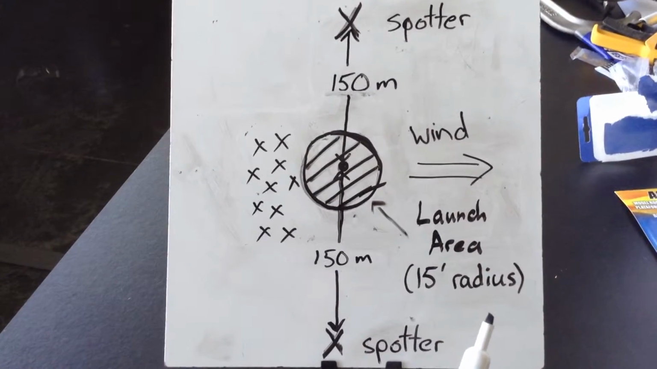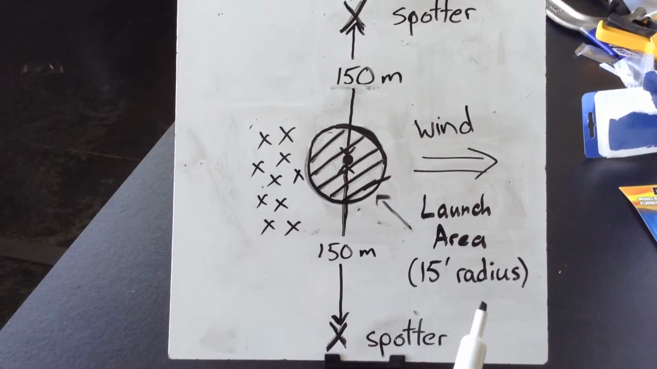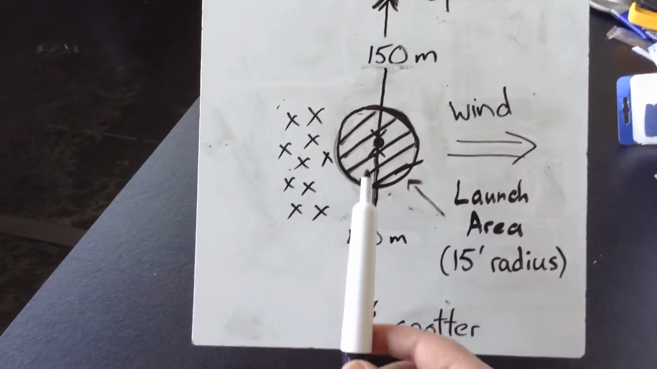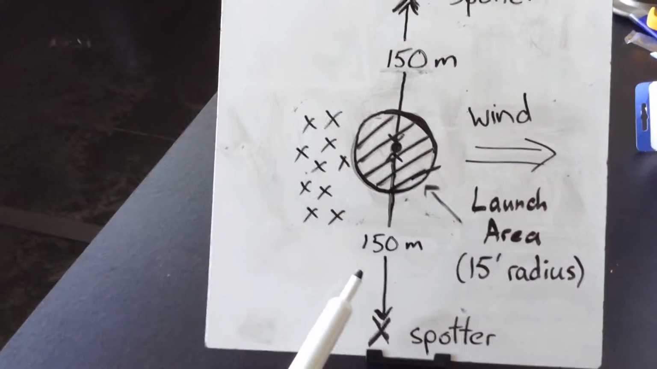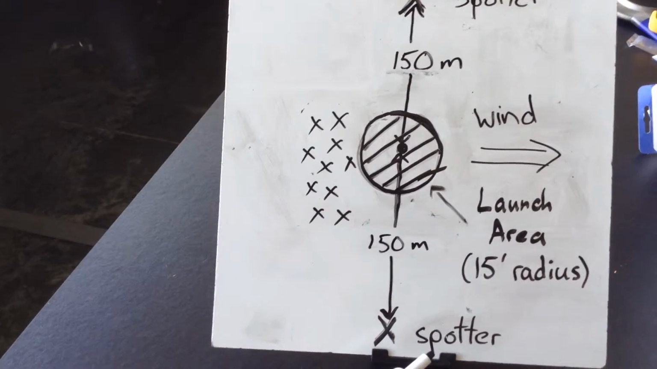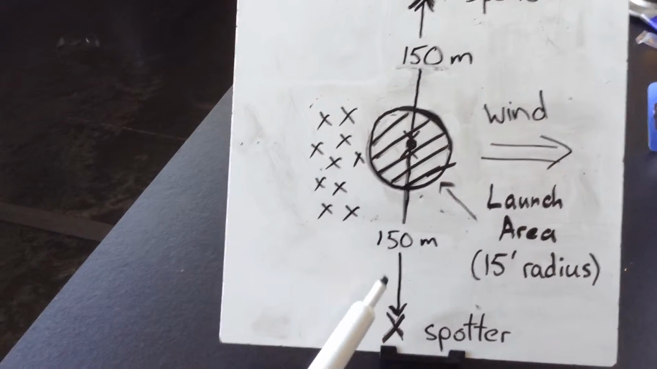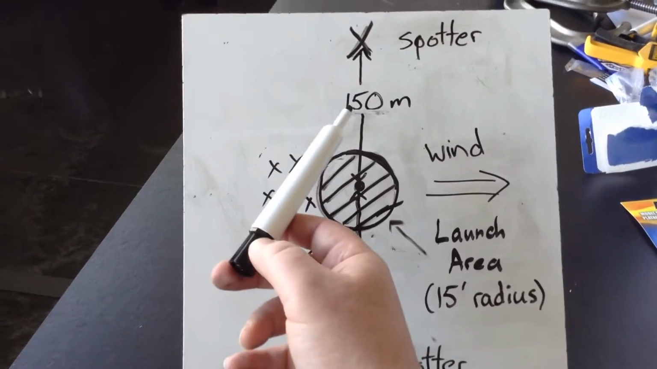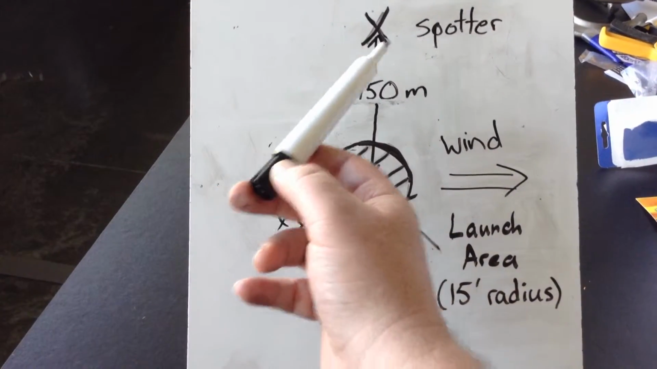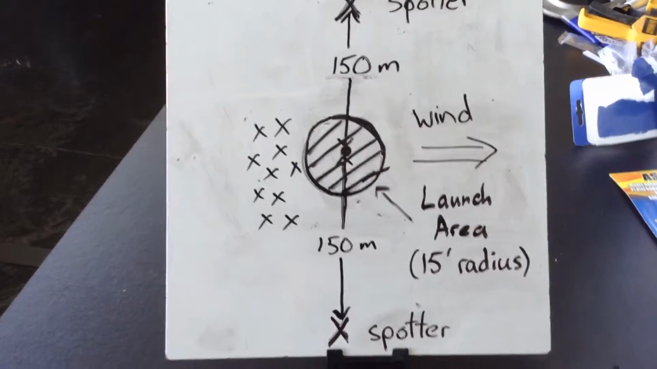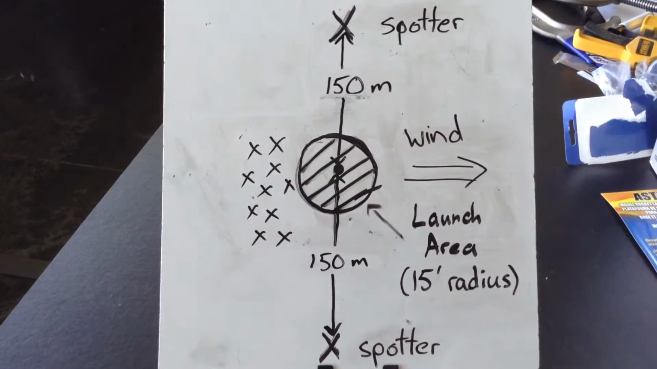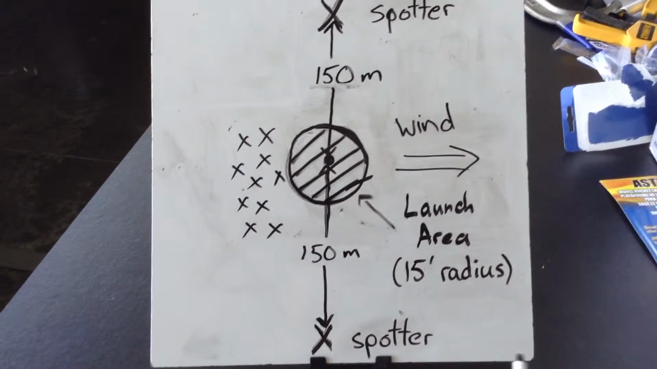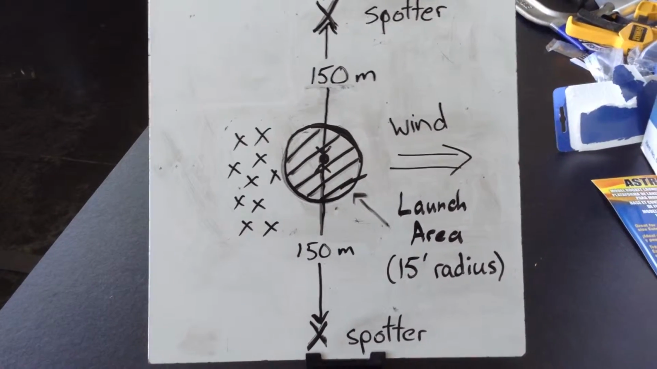We need to have people who measure the altitude of the rocket, and the best way to do that is to create a large distance away from the rocket itself. So we have a spotter located down here about 150 meters away, and likewise we have a spotter located in the other direction 150 meters away, and it's the job of the spotters to determine the altitude of the rocket, and I'll show you how to do that later on in the video.